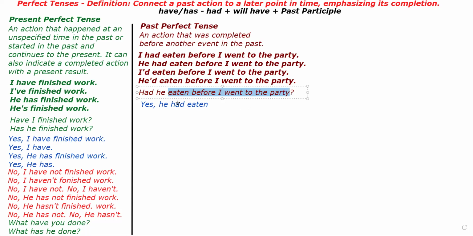Okay, so one more time. Yes, he had eaten before he went to the party. Yes, he had eaten before he went to the party. Okay? Before he went to the party. Okay, that would be the general answer.